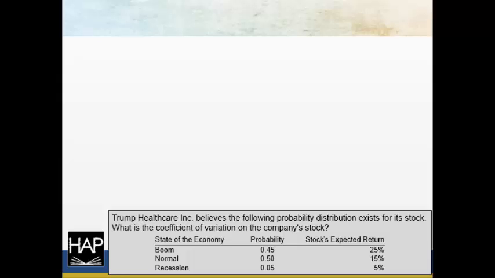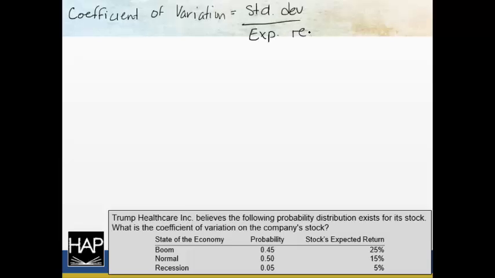In order to calculate the coefficient of variation, I will need to calculate the expected return and the standard deviation. If you remember, the coefficient of variation is equal to the standard deviation over the expected return of the stock. So I'm first going to calculate the expected return.